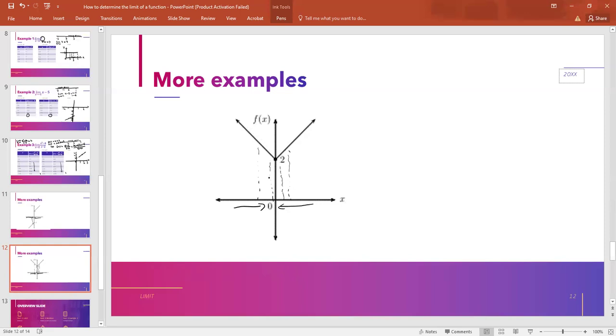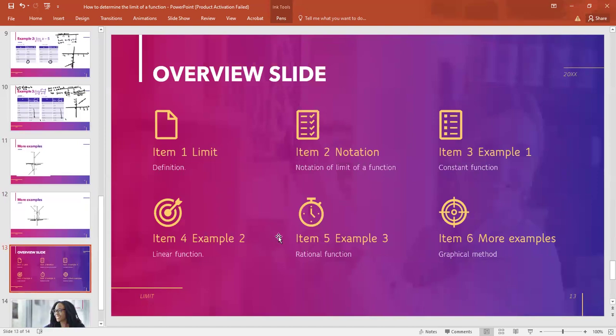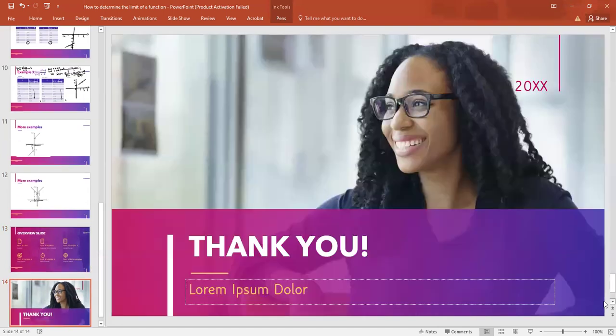So one requirement for existence of a limit is that the limit from the left and from the right must be identical. So what did we study? We have studied the limits. We've given a definition, the notation. We've evaluated how to find the value of the limit of a constant function, the limit of a linear function, the limit of a rational function. And we've observed some more examples whereby we could examine the limit graphically.